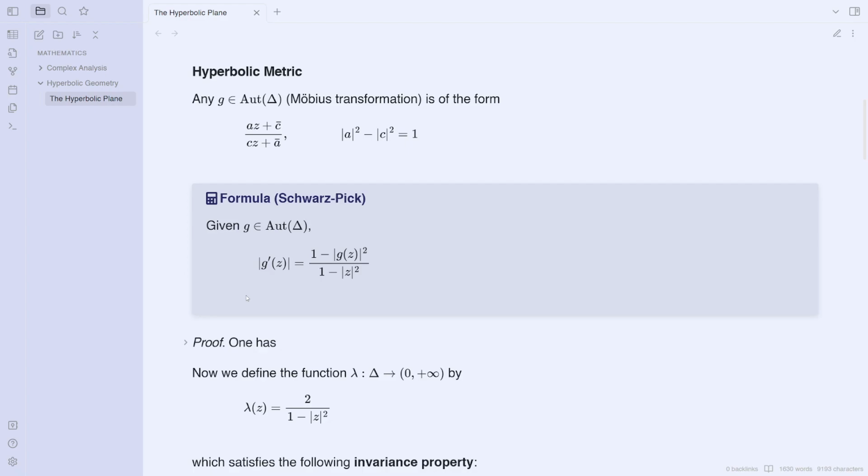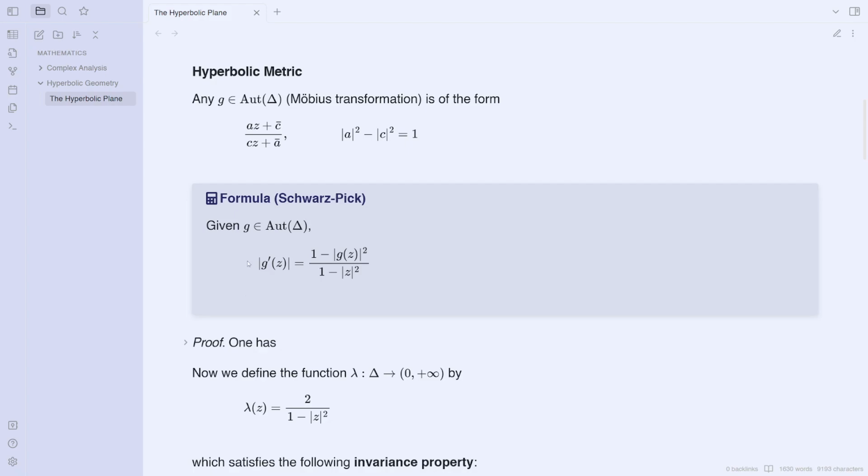But how we're going to get this metric is a curve minimization method. We're going to look at all paths between these two points in this hyperbolic space, and then we're going to look at the shortest one, and we're going to gauge shortness by giving this space a metric.